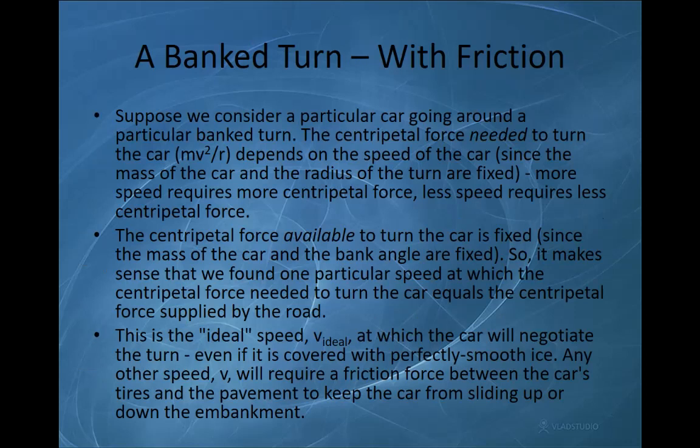Now, suppose we consider a particular car going around a particular bank turn, and the centripetal force is needed to turn the car. mv squared over r depends on the speed of the car. So there is an optimal speed for driving a corner, right? And you can kind of feel this if you get a really good bank on a curve. If you hit the gas, it causes you to kind of slide up the curve because you're going faster. If you ease off the gas, it causes you to kind of slide downhill towards the center.